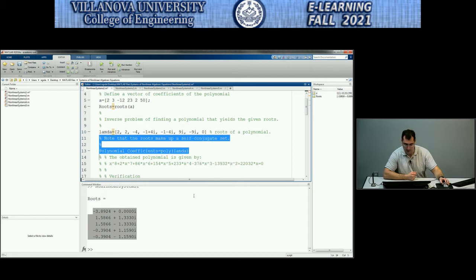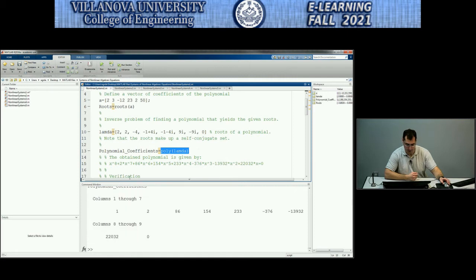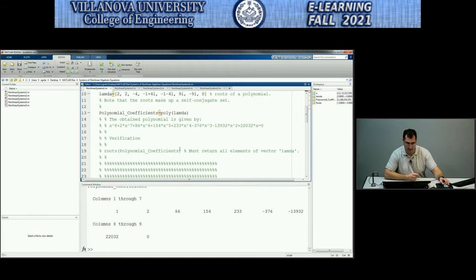And the command for this is called poly. So you make up a vector of the roots, and then you apply the command poly to this, and MATLAB will give you the vector of the coefficients of the polynomial. So this is going to be like this. So there are 9 coefficients in total, because there are 1, 2, 3, 4, 5, 6, 7, 8 roots, and it corresponds to a polynomial with 9 coefficients. Okay, so it's a dual command. One command is roots, which finds the roots of the polynomial. Another command is called poly, that finds the coefficients of the polynomial that yields the desired roots.